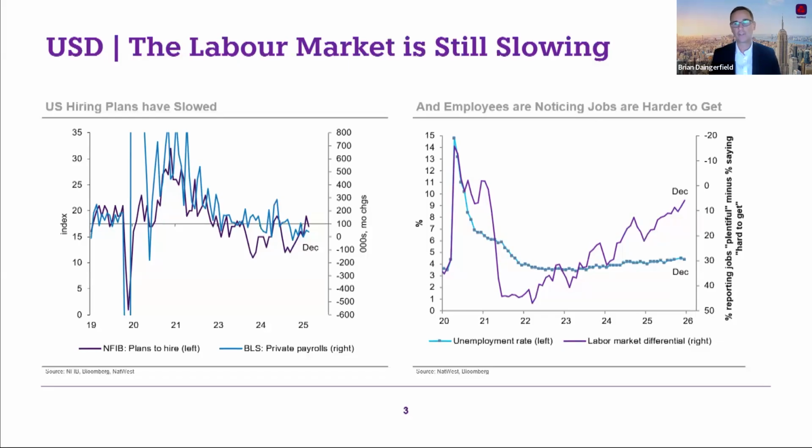Employees in surveys are telling us that they're noticing that jobs are more difficult to get. So what this purple line on the right shows is whether employees are telling a confidence survey that jobs are plentiful to get, or that they are getting more difficult to get. And what we're seeing is that differential is starting to suggest that Americans are noticing that jobs are not as easy to come by. We've seen a big drop in job openings. There's been a slowdown in labor demand. Firms are not hiring as many people.